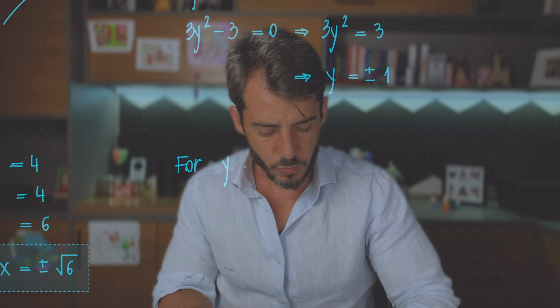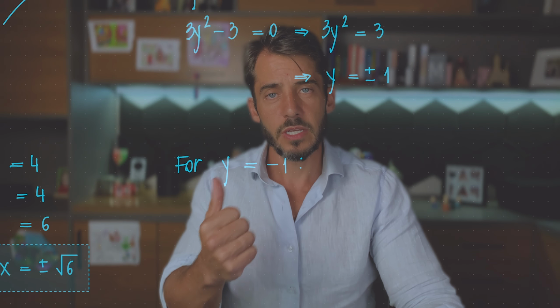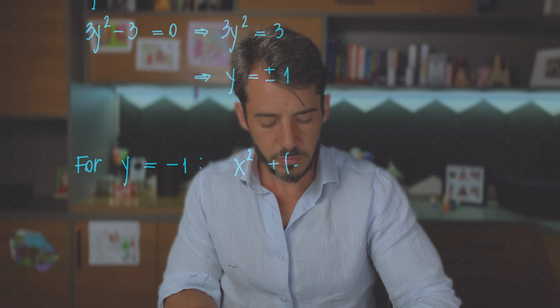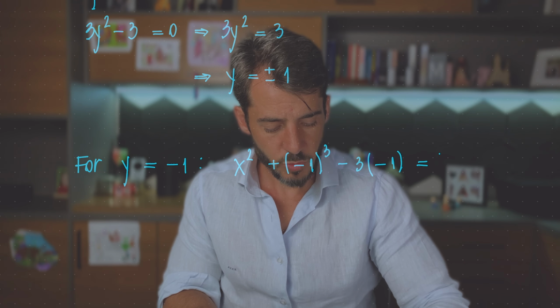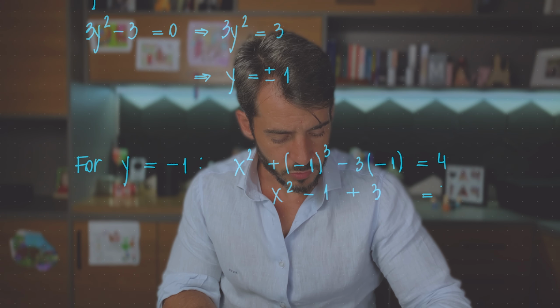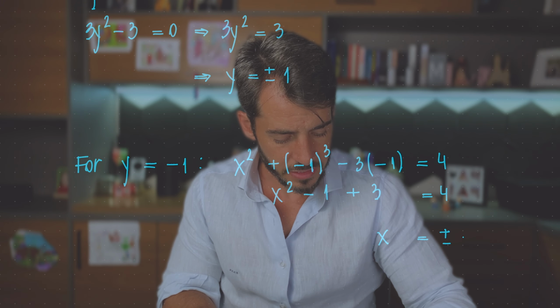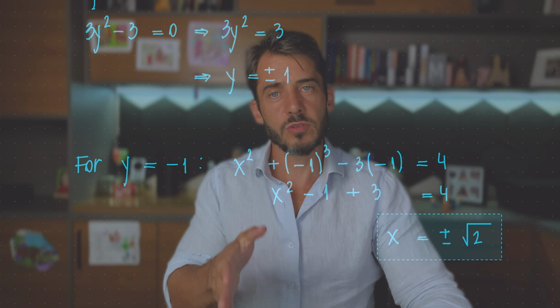Now, what about for y equal to negative 1? We do the same thing. We replace negative 1 into the original equation, which means that we get x squared plus negative 1 cubed minus 3 times negative 1 equal to 4. X squared minus 1 plus 3 equals 4. The two equations that we have are positive and negative root of 2. So we got in total 4 vertical tangents.